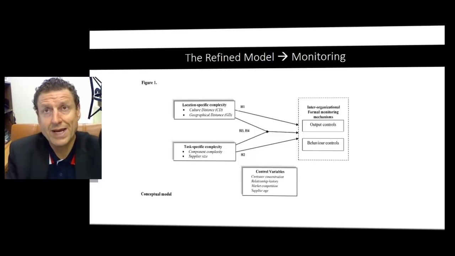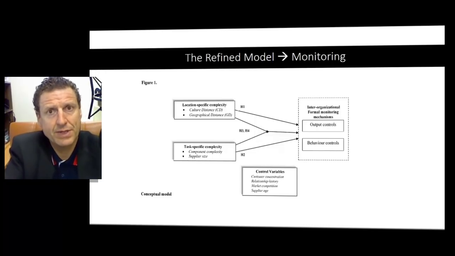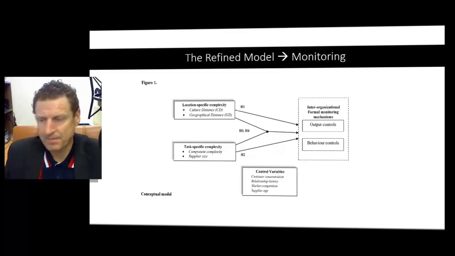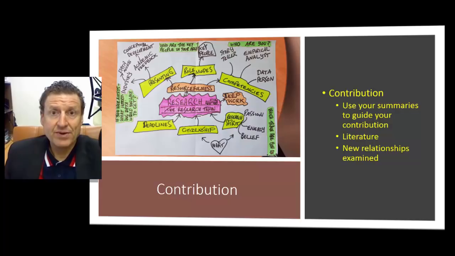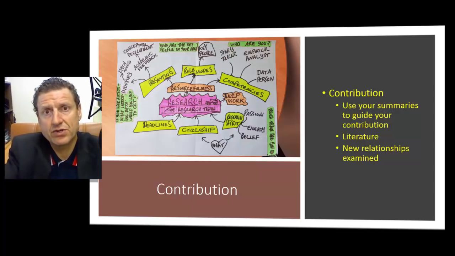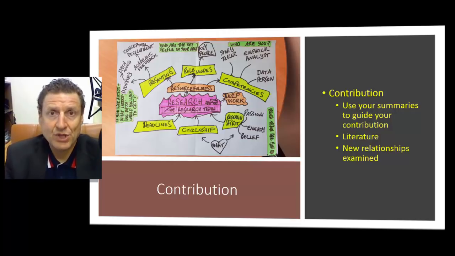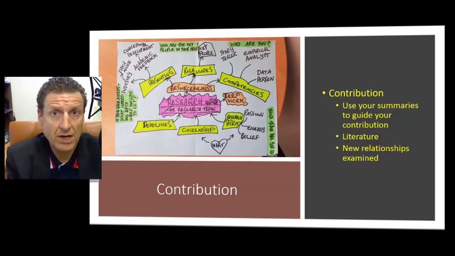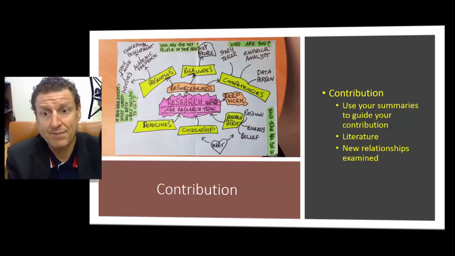So in the general international supply chain literature, very few studies have looked at output controls and behavior controls. But in the domestic supply chain literature, they have studied these dimensions. So now we can start focusing on the contribution. We can use your summaries to guide your contribution. And this is what the literature review is about.